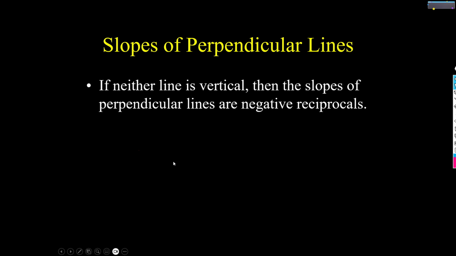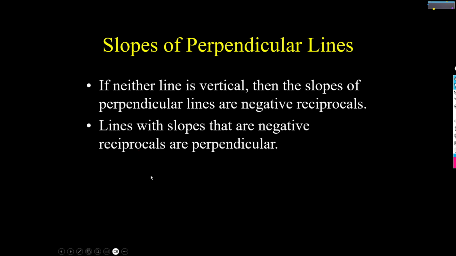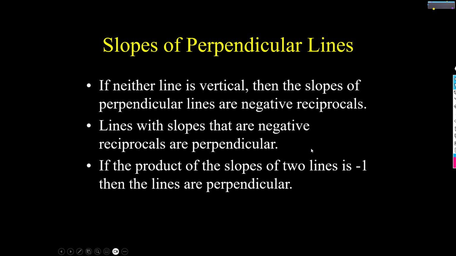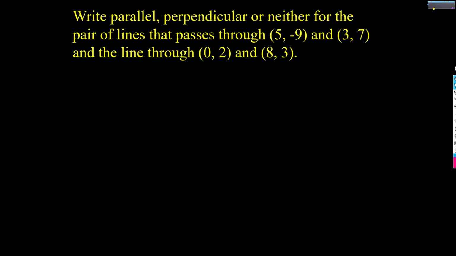So if neither line is vertical, then the slopes of perpendicular lines are negative reciprocals. And you should know that lines with slopes that are negative reciprocals are perpendicular to each other. And if the product of the slopes of two lines is -1, then the lines are perpendicular to each other. I hope you understand how perpendicular lines and slopes, or gradients, work, because we are going to talk about it in this lesson.